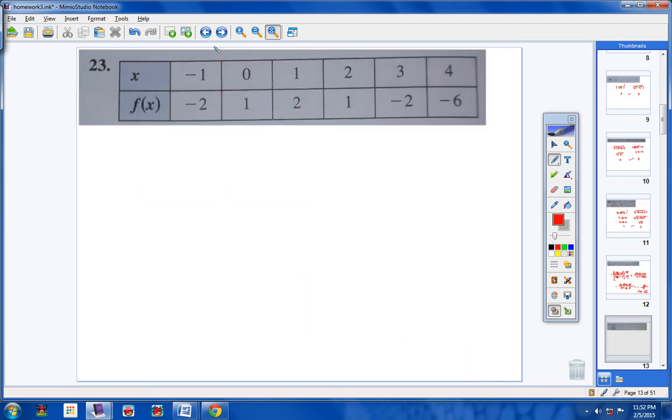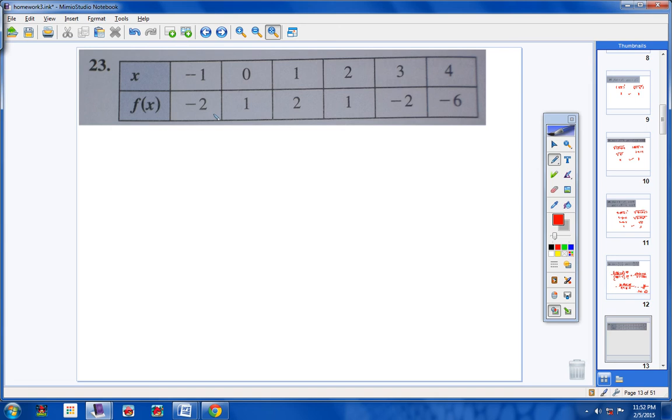Okay, now in 23, the directions say, does this function have an inverse function? Now please listen to me so carefully, students. If this question would have said, does this table of values represent a function, then you would say, do all of my inputs, do all of my x's have one output? But it's not what it says. It says, does this table of values have an inverse function? So we have to go backwards.